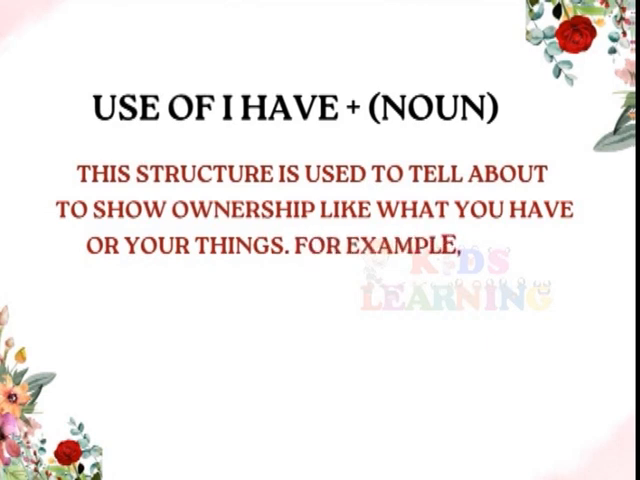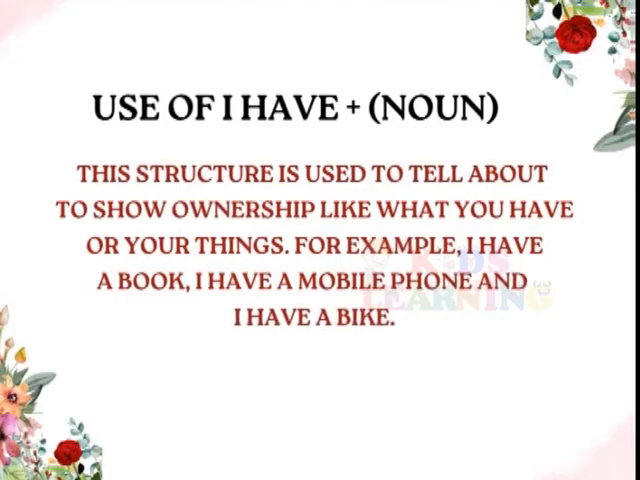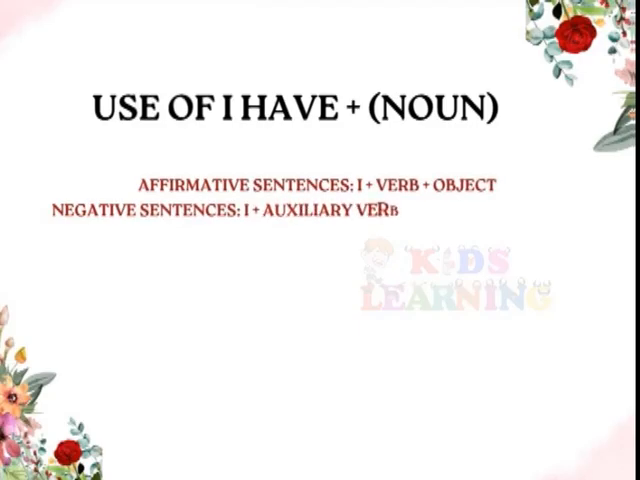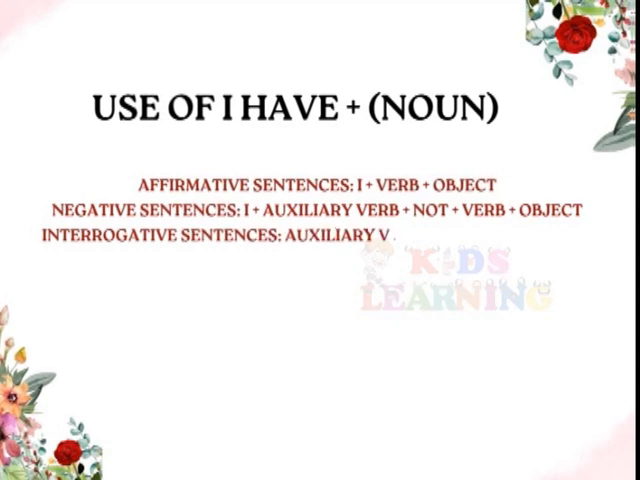This structure is used to show ownership, like what you have or your things. For example, I have a book, I have a mobile phone, and I have a bike. Affirmative sentences: I verb object. Negative sentences: I auxiliary verb not verb object. Interrogative sentences: auxiliary verb I verb object.